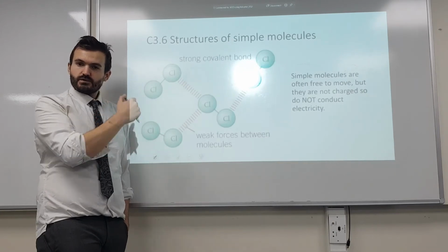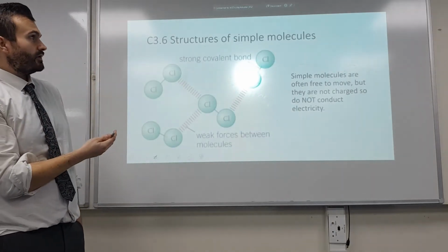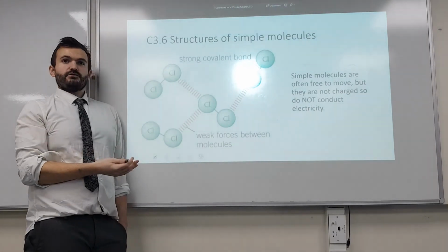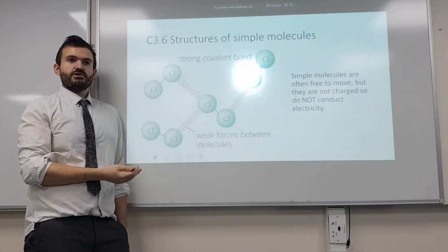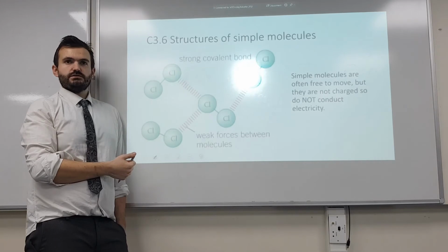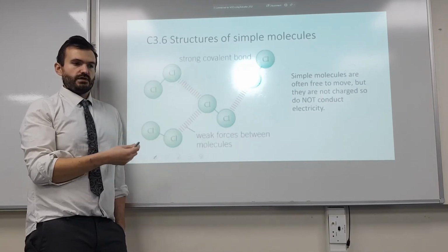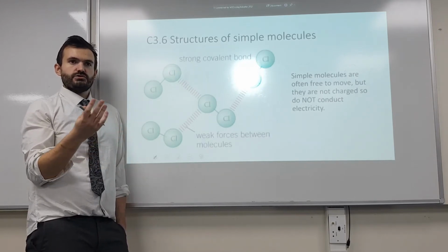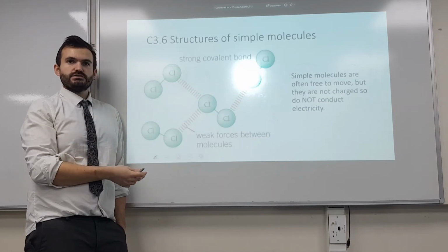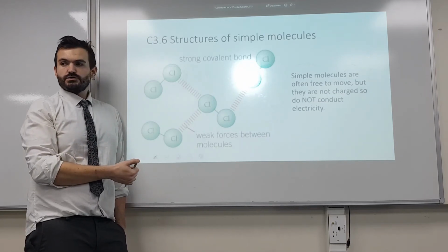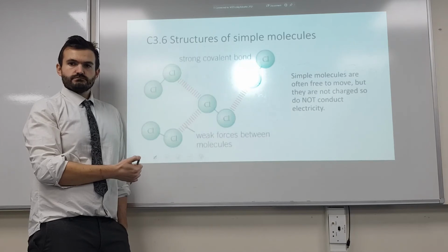So these covalent molecules, these simple molecules, even though they're free to move, they do not have a charge, so they do not conduct electricity. So chlorine, iodine, bromine, oxygen, nitrogen, they do not conduct electricity because they're not charged.